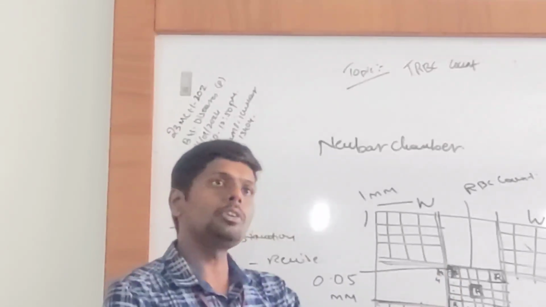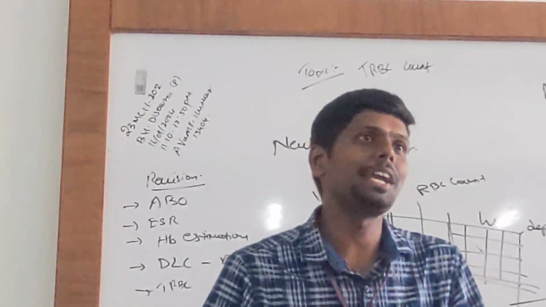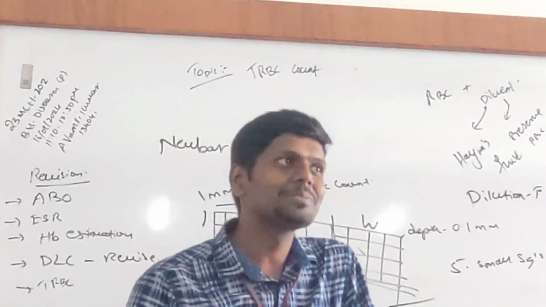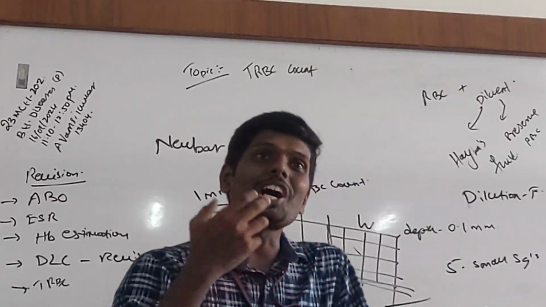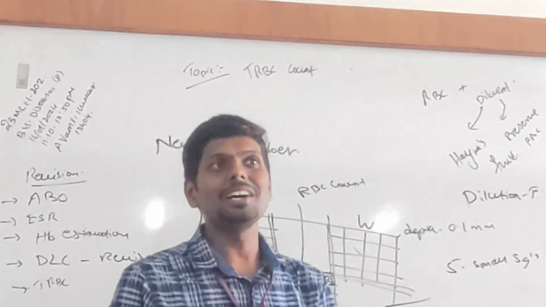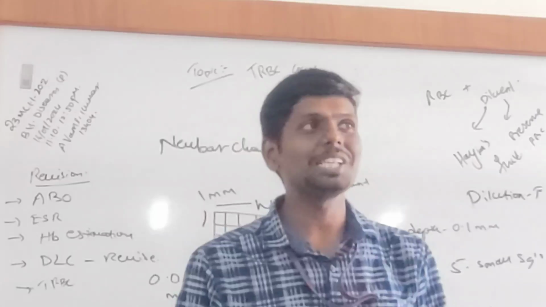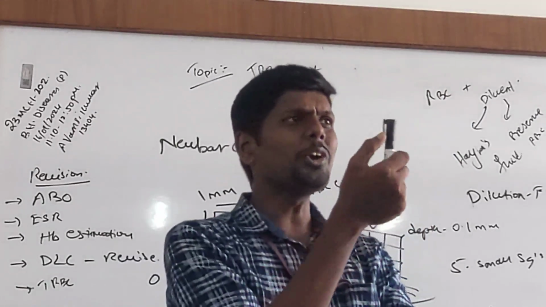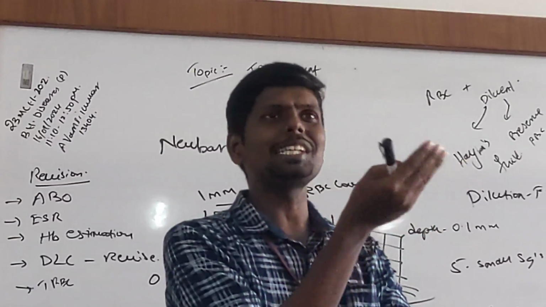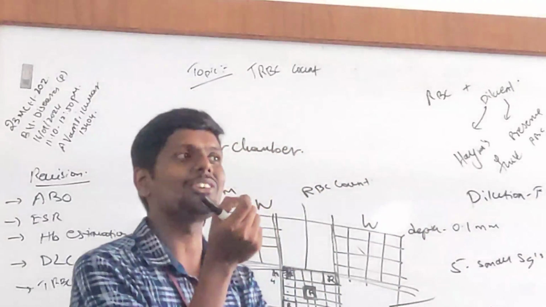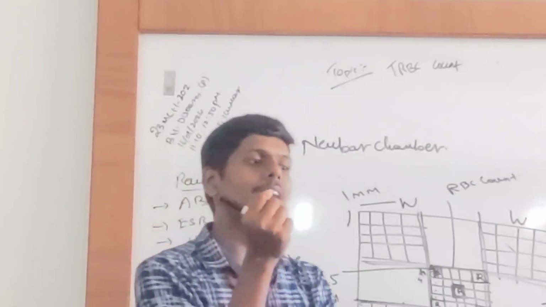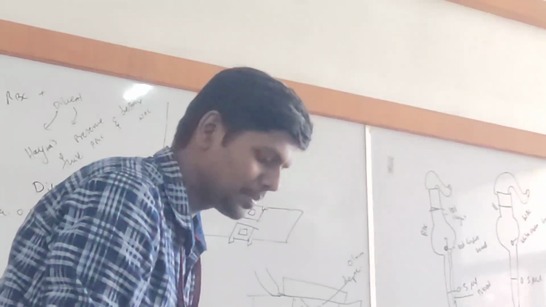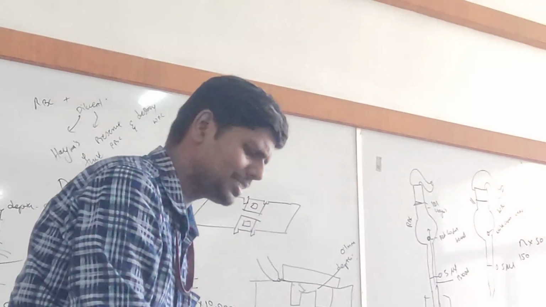Increased RBC count is called as the condition, any idea? Cytopenia? No, cytopenia is reduced count. Increased RBC count is called as what? Erythrocytosis? Leukocytosis is white blood cells, right? Leukopenia, that is white blood cells. Increased RBC count is called as? Erythropoiesis?